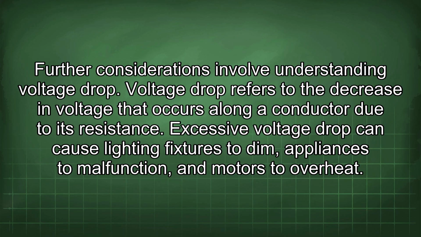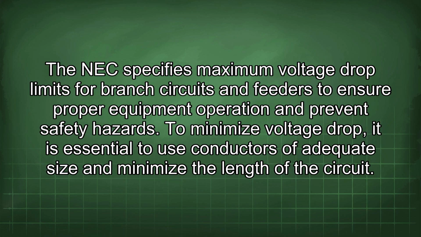Further considerations involve understanding voltage drop. Voltage drop refers to the decrease in voltage that occurs along a conductor due to its resistance. Excessive voltage drop can cause lighting fixtures to dim, appliances to malfunction, and motors to overheat. The NEC specifies maximum voltage drop limits for branch circuits and feeders to ensure proper equipment operation and prevent safety hazards. To minimize voltage drop, it is essential to use conductors of adequate size and minimize the length of the circuit.